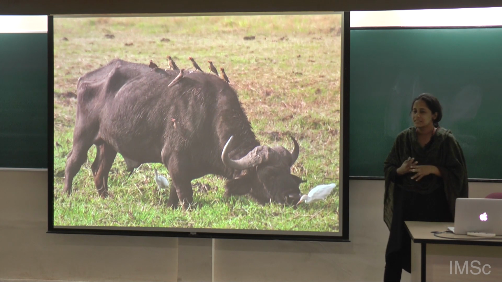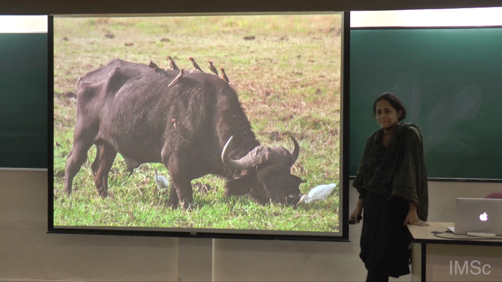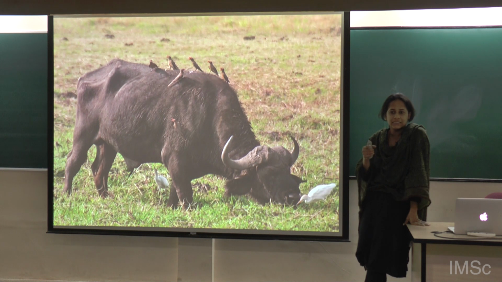So how would you test this if you wanted to test something like this? What would you do? Ticks should be removed from the buffalo. Okay. So if you remove the ticks from the buffalo, the birds should not come and sit on the buffaloes. Okay. So suppose the birds are not sitting on the buffalo because it doesn't have ticks, how does that show you that it's beneficial to the buffalo to have the birds on it?